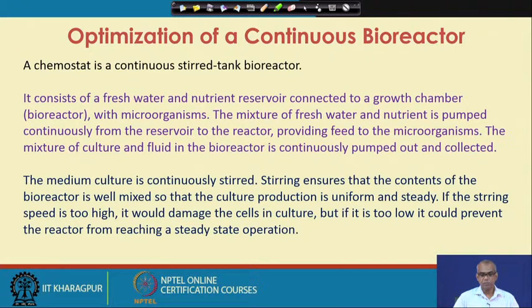The medium culture is continuously stirred. Stirring ensures that the contents of the bioreactor is well mixed so that the culture production is uniform and steady. If the stirring speed is too high, it would damage the cells in culture, but if it is too low, it could prevent the reactor from reaching a steady state operation.